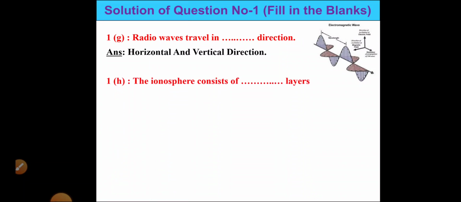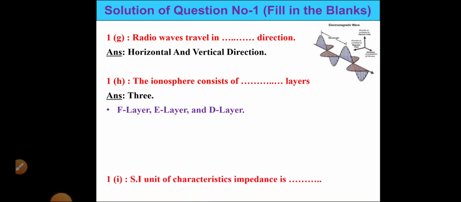Ionosphere consists of dash layers. If you remember, in the ionosphere there were three layers, that is F layer, E layer and D layer. So these are the three layers present in the ionosphere.